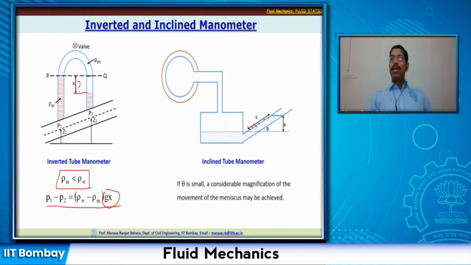That will depend on the value of theta. So if theta is small, then considerable magnification of the movement of the meniscus can be achieved. Once you have that, you can read this value of s, and then convert that to the value of x. You need to convert it to the value of x because that is the fluid head standing on that surface, not s. So you can use inclined tube manometers to measure very small variations in pressure.